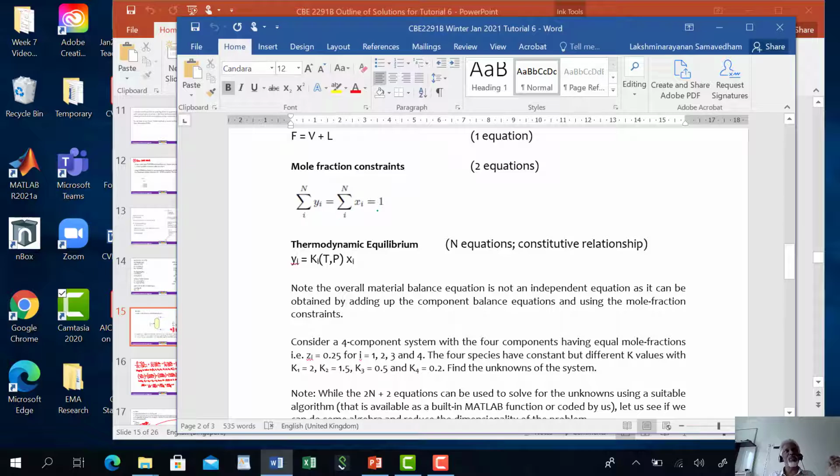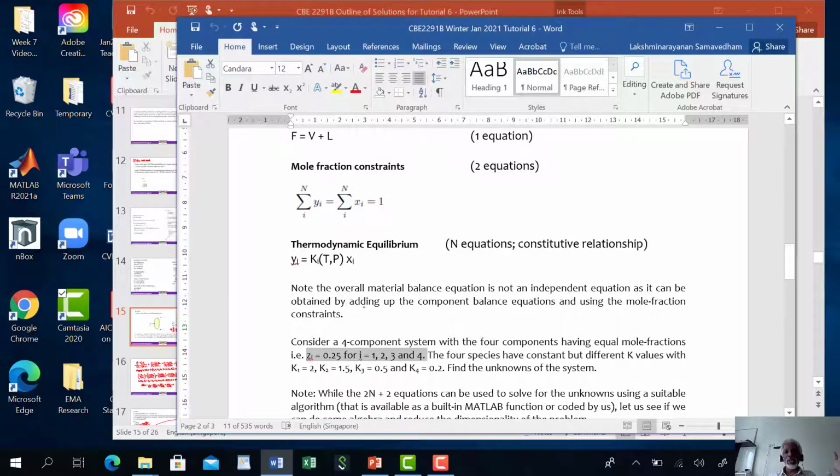Because the mole fractions of the liquid stream and the vapor stream, the mole fractions of each of those streams should add up to 1. So those are the mole fraction constraints. The thermodynamic equilibrium is what I explained here, right? In general, Ki is a function of temperature and pressure, but in the simple case where we have an isothermal flash process occurring at a constant pressure, then Ki's can be regarded as simply constants, and the values are given in the question here. The feed mole fractions are all given to be the same, 0.25.